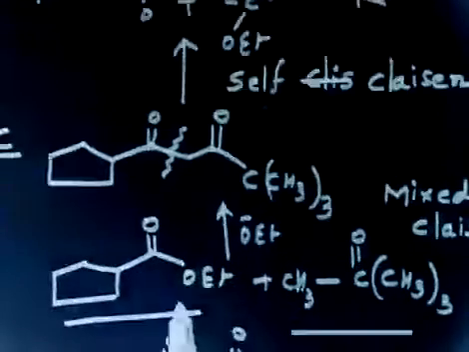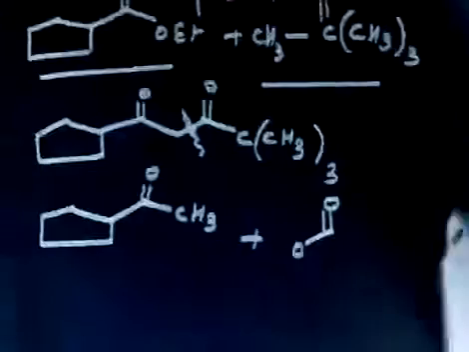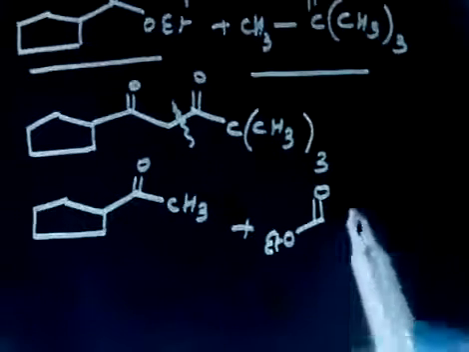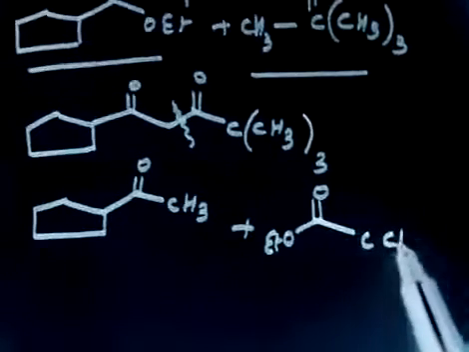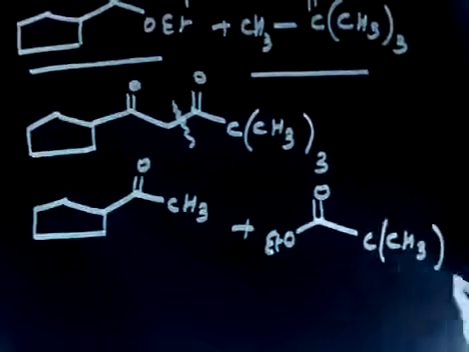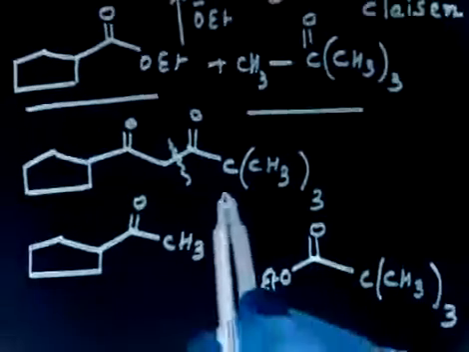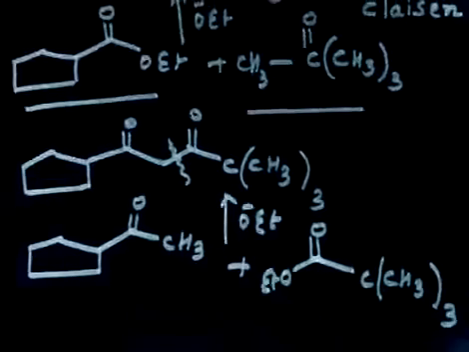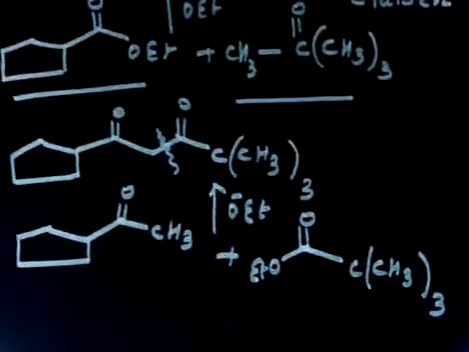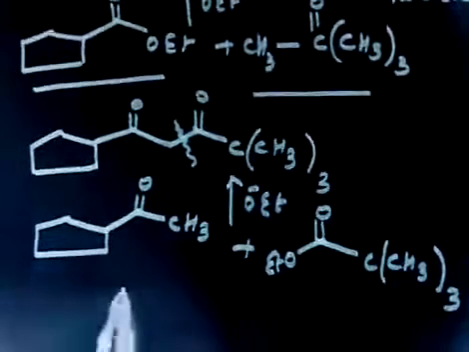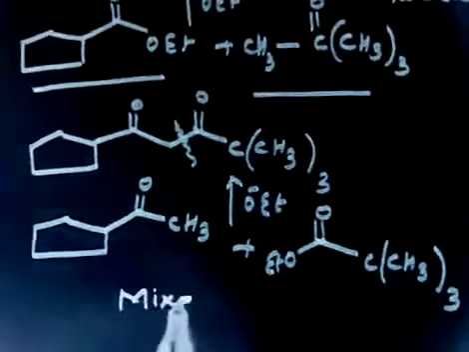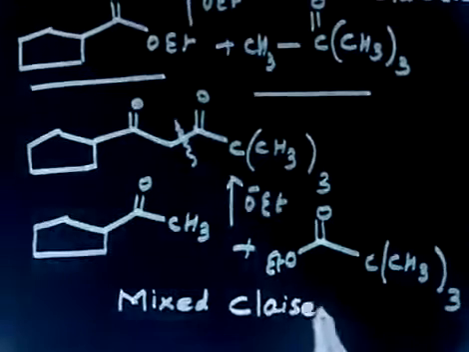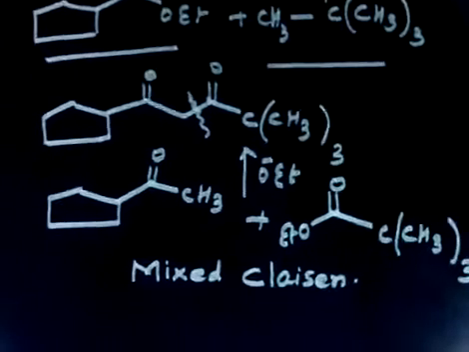In the first case you have taken the leaving group this side, now in this case you can take the leaving group this side, OEt, and this side you can have CH3 C(CH3)3. Now if you treat this compound with OEt minus, you will get the desired product. Again this is a mixed Claisen condensation reaction. So this is mixed Claisen. Are you getting or not?